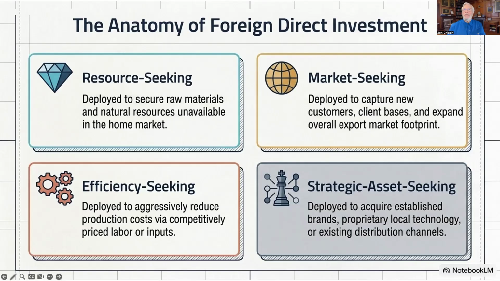Then there's efficiency seeking, build it better, cheaper because the labor is there. And Bangladesh and Vietnam are very good examples of clothing that have been manufacturing centers there. And finally, strategic asset seeking. This is to acquire established brands and proprietary local technology or existing distribution channels. Walmart has done that in India, purchasing Flipkart and sort of making it a Walmart branded service. That would be an example.